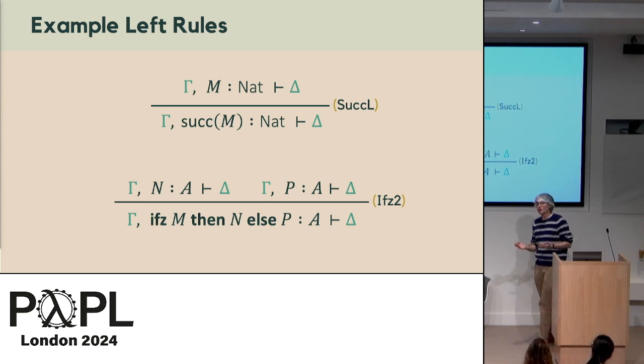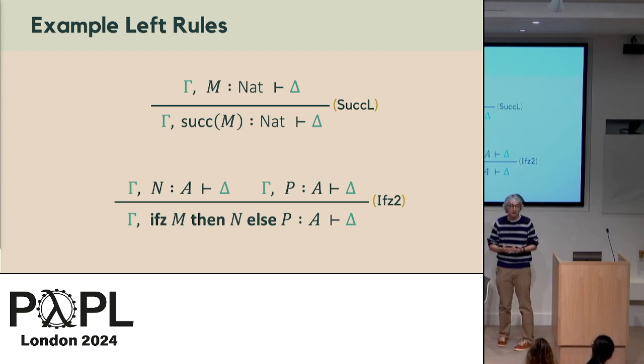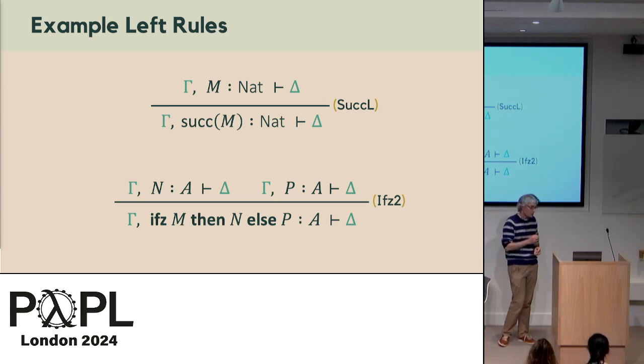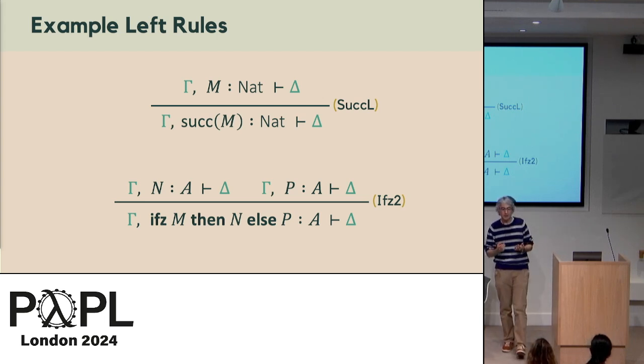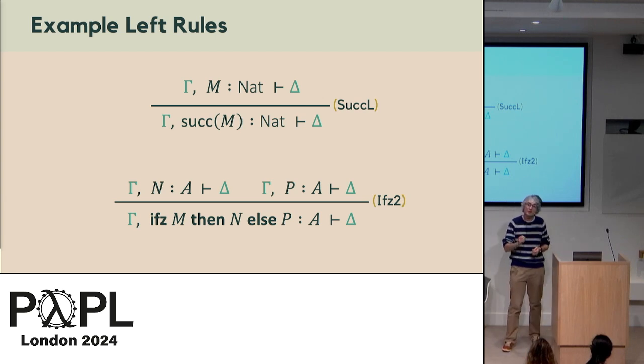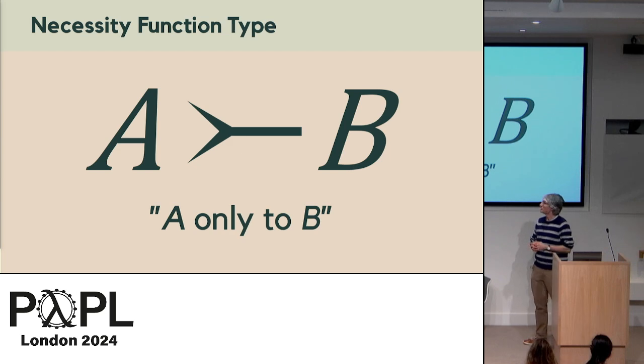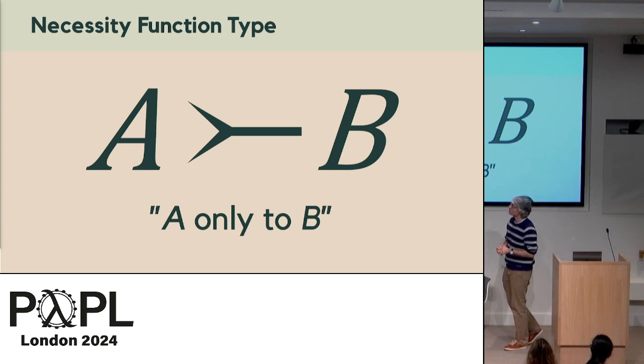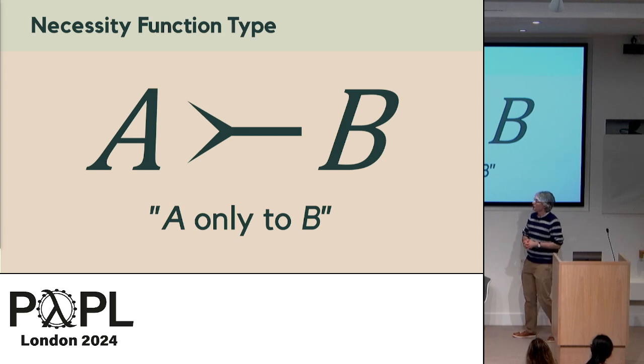Now, of course, things get more interesting when we try to type lambda calculi, and there we need the ability to give a left rule that allows us to refute an arbitrary application, a function applied to an argument. And for this, we need another new ingredient, but it's also very natural, and it is the necessity function type. So it's a new kind of arrow that we pronounce A only to B, and it's the type of functions that if they produce a B, then you must have given them an A.